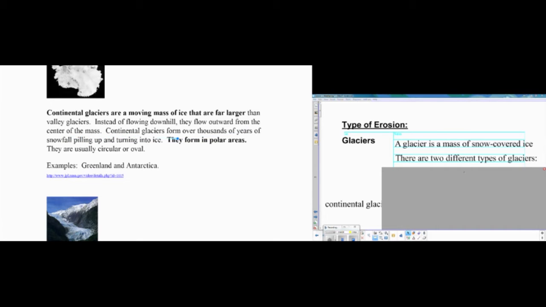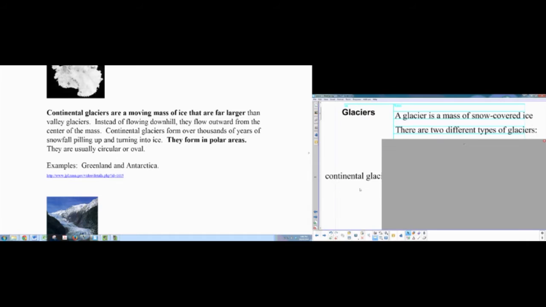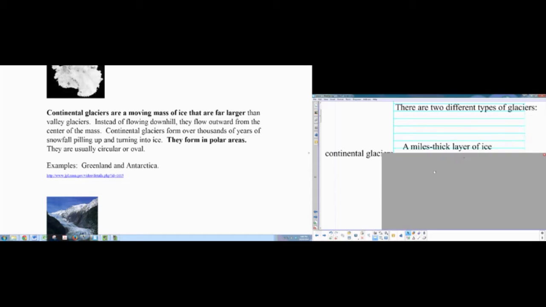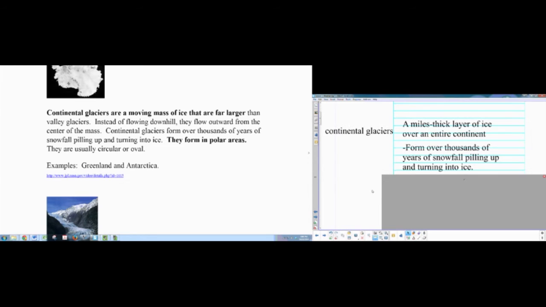Continental glaciers form over thousands of years of snow piling up and turning into ice. They form in the polar areas and can be circular or oval. So, for example, Greenland or Iceland. I'm going to get the notes down and load the next video. So, continental glaciers are a miles-thick layer of ice over an entire continent. They form over thousands of years of snowfall piling up and turning into ice, and they're found in the polar areas, for example, Greenland or Iceland.